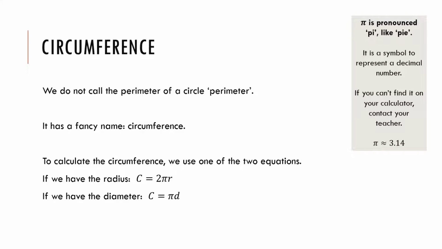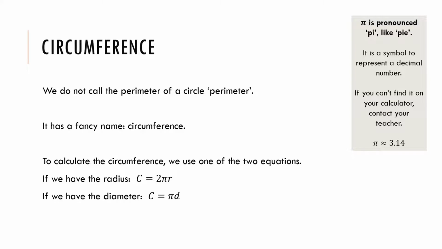Why are you giving me these fancy words? Well, we just don't call the perimeter of a circle perimeter. We call it instead circumference. So it's just a fancy different name, but it means the same thing. But it's for circles.